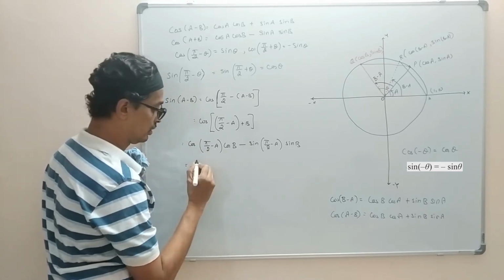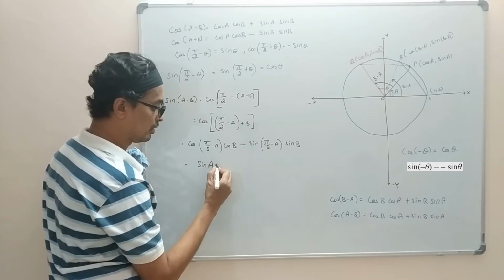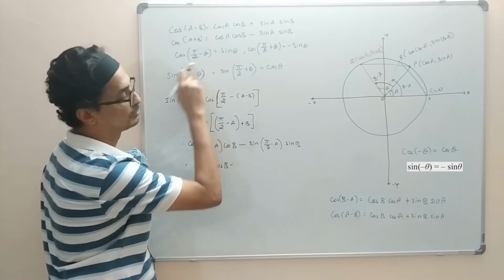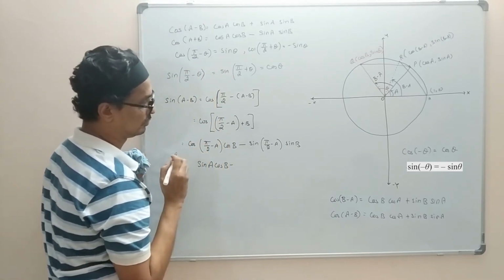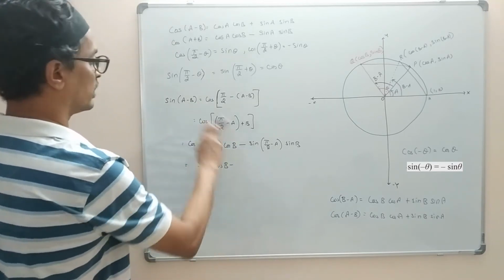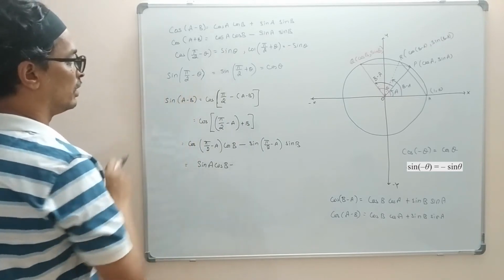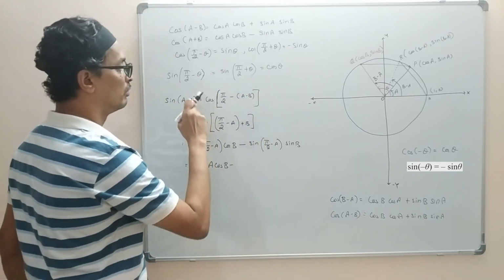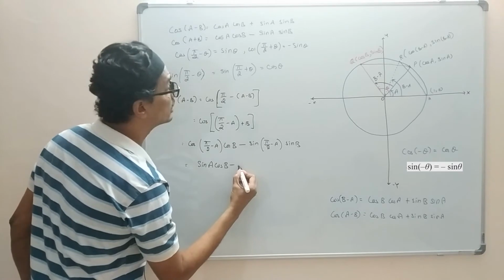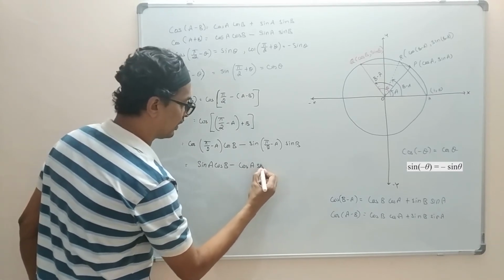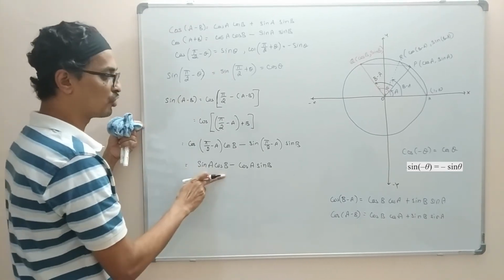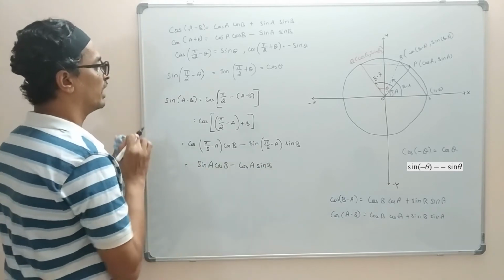Sin A cos B minus sin... okay, there is some mistake we did. Sin(pi by 2 minus A), this one, what will it be? That's cos A. Because there's a minus in front, it is minus cos A sin B. So this is the formula for A minus B: sin(A minus B) equals sin A cos B minus cos A sin B. So we got that relation also.